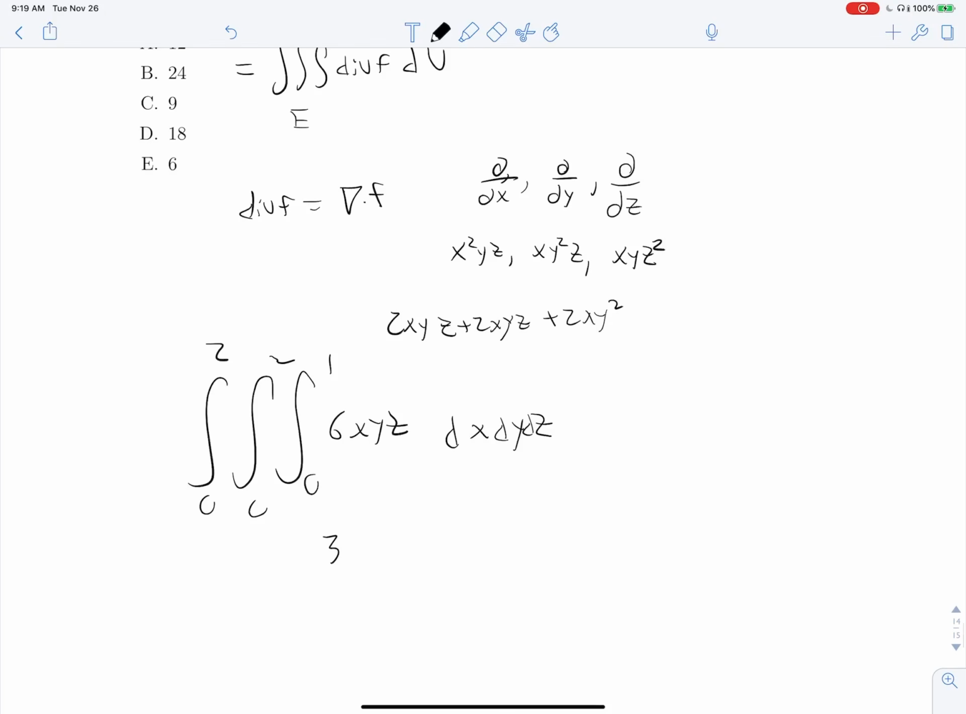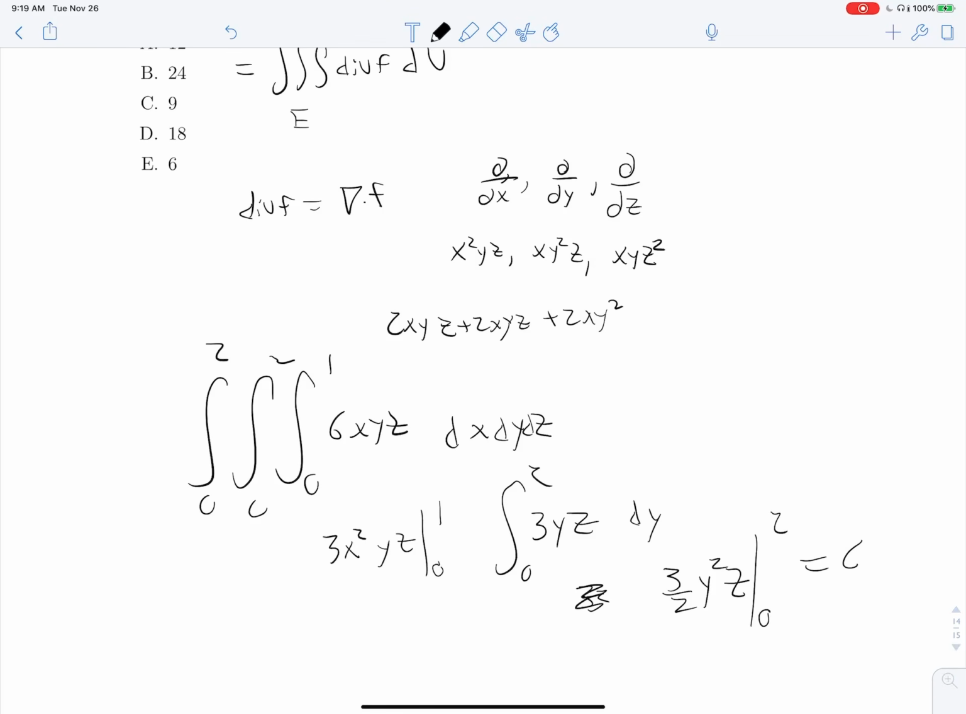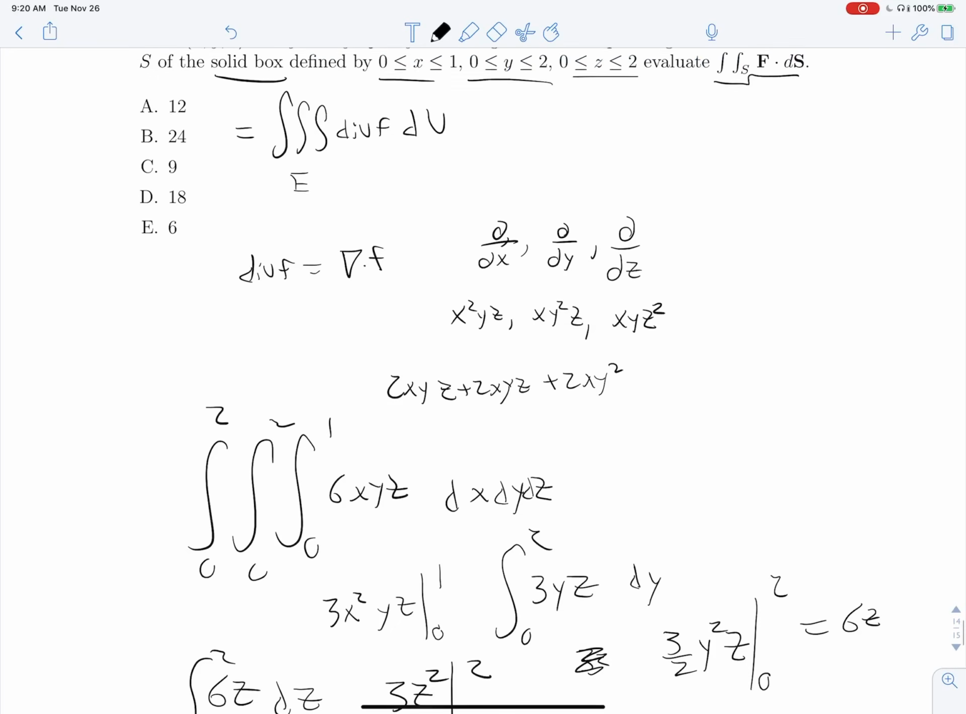This is going to give us 3x squared yz evaluated from 0 to 1, which is just 3yz. Now we're taking the integral from 0 to 2 dy. This is 3 halves y squared z evaluated from 0 to 2, which is going to give us 6z. And 6z integrated from 0 to 2 dz is going to be 3z squared from 0 to 2, which is 12.